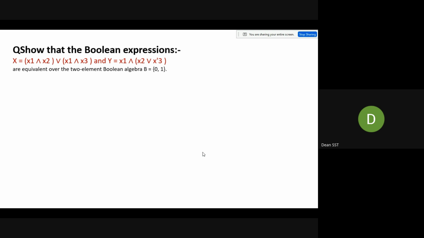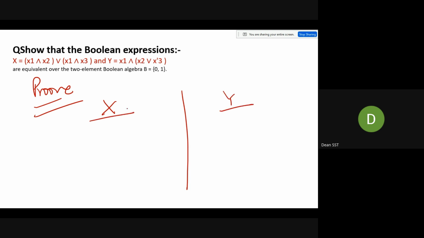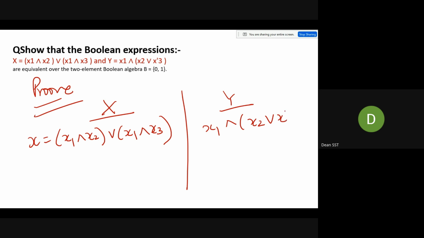Fine. Now sometimes in exam you get how to prove. So at one side you are given x and another side you are given y. So what is your x? X is x1 and x2 or x1 and x3. And what is y? Y is x1 and x2 or x3 complement. Can you prove x and y are equal? Can you prove? Anyone?